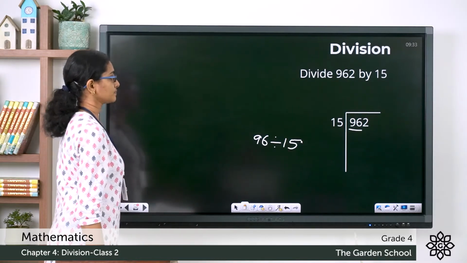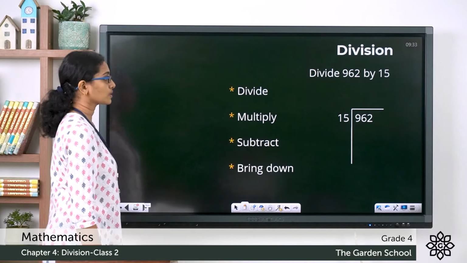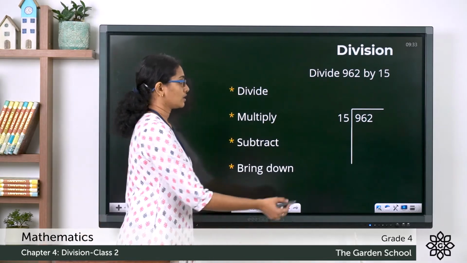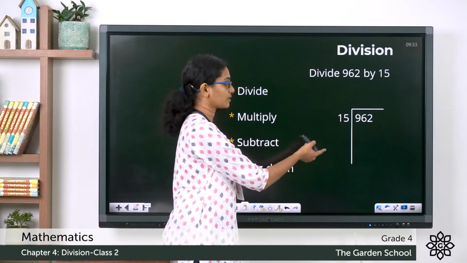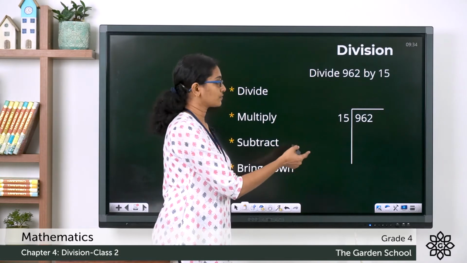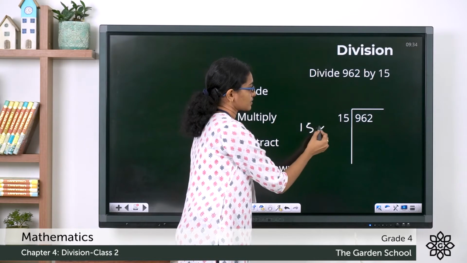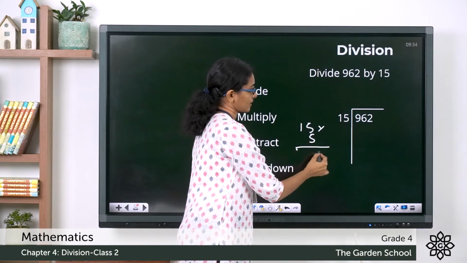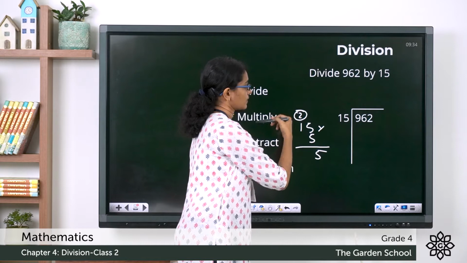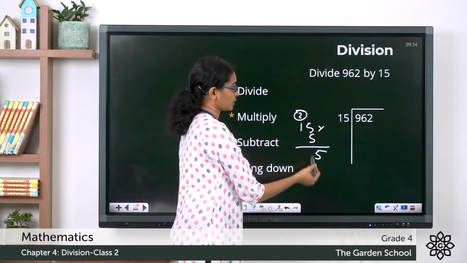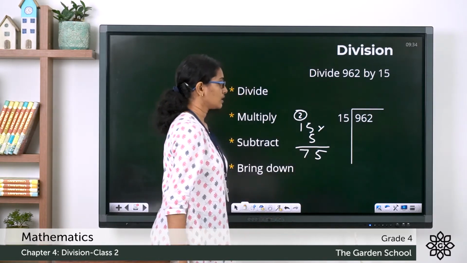15. How many 15s will go in 96? 15 ones are 15, 15 twos are 30, 15 threes are 45 and so on. Let's try 15 fives. 5 fives are 25. I carry over 2. 5 into 1, 5 plus 2, 7.